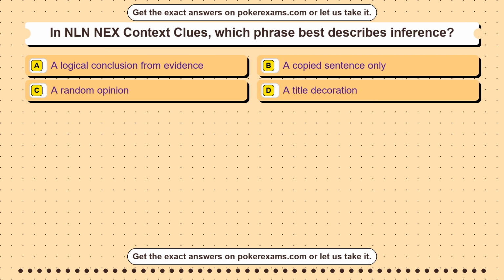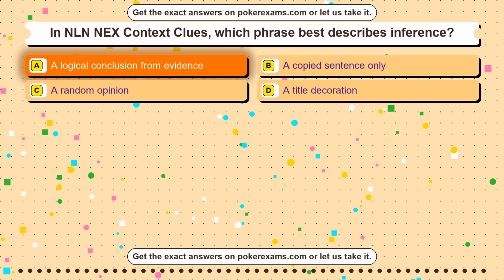Question 33. In NLN NEX Context Clues, which phrase best describes inference? Option A, a logical conclusion from evidence. Option B, a copied sentence only. Option C, a random opinion. Option D, a title decoration. The correct answer is option A. A logical conclusion from evidence.